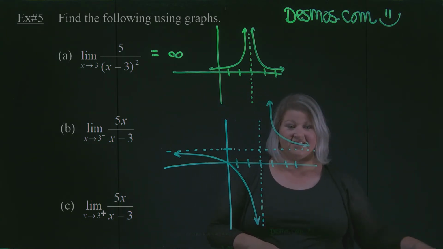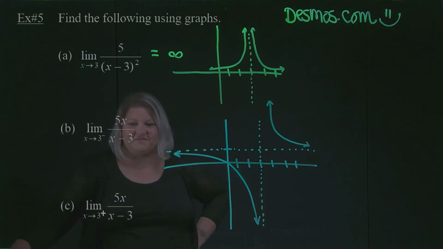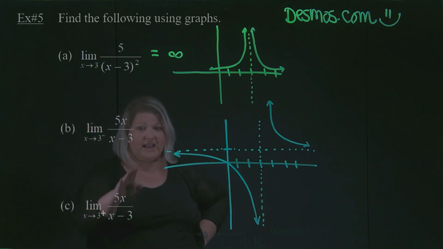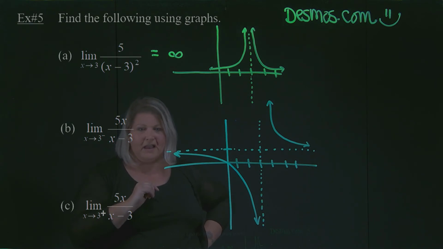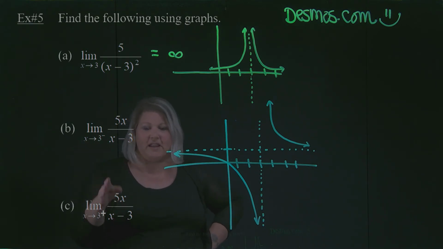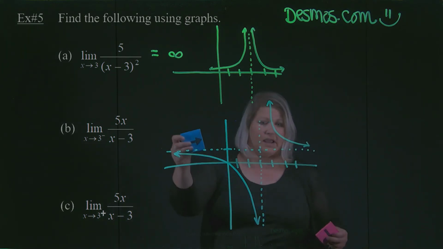All right, so this is our function here. Keep in mind what they asked for. I've got 3 from the left of this limit and 3 from the right of this limit. Notice I didn't just ask for 3. If I ask for the limit as x approaches 3 for this function, I actually can say what?